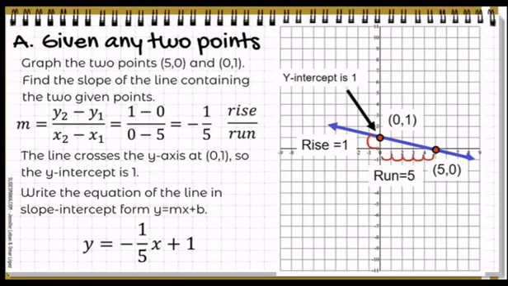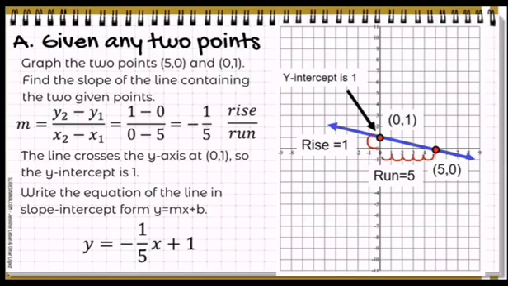To find the slope of these 2 points, we use the slope formula, which is m equals y sub 2 minus y sub 1 over x sub 2 minus x sub 1. Then substitute y sub 2 with 1 and y sub 1 with 0, then x sub 2 with 0 and x sub 1 with 5. So we get m equals 1 minus 0 over 0 minus 5. 1 minus 0 is 1 and 0 minus 5 is negative 5. Hence, the slope or rise over run is negative 1/5.